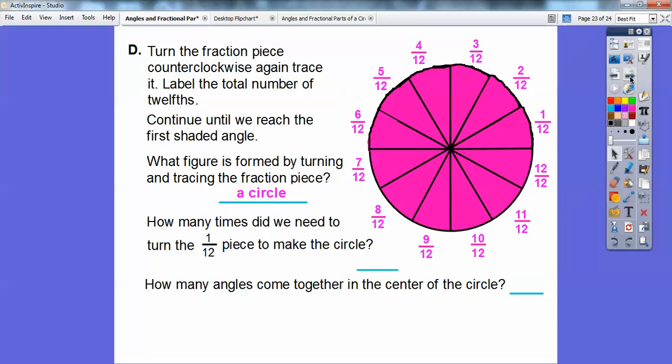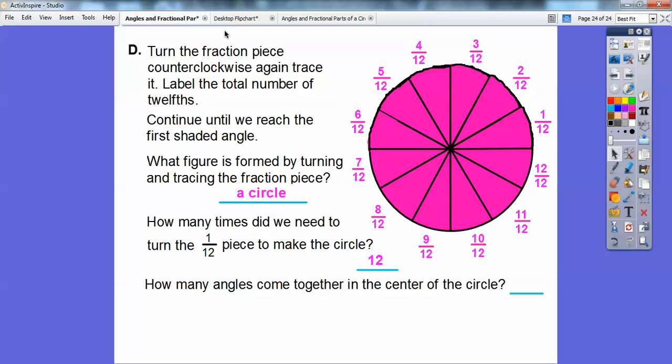So how many times do we need to turn the 1/12 piece to make the full circle? Here's 1, 2, 3, 4/12, 5/12, 6/12, 7/12. We had to do 12 of them right there, okay? So we had to do that 12 times. And how many angles come together in the center of the circle? Well, how many angles are right here? 1, 2, 3, 4, 5, 6, 7, 8, 9, 10, 11, 12. There's 12 angles in there, okay?